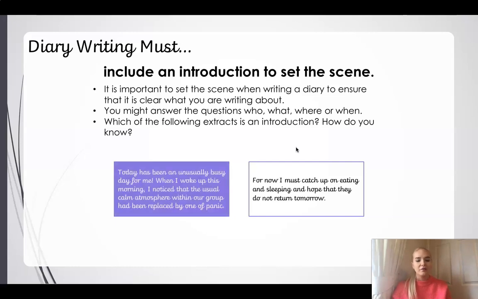Okay, did you spot that the first one on the left is an introduction? Can you tell me why? Shall we read it together? Today has been an unusually busy day for me. When I woke up this morning, I noticed that the usual calm atmosphere within our group had been replaced by one of panic. So it's saying what has happened, when, this morning, and starting to think about who is involved, the group of people. Whereas the second one, for now I must catch up on eating and sleeping and hope that they don't return tomorrow, would be at the end of one of your paragraphs.